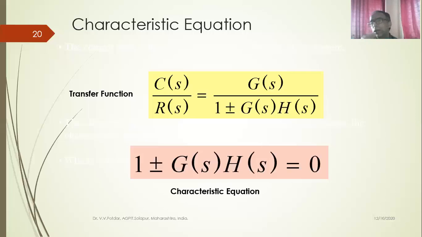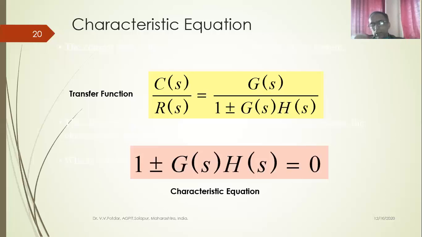Now that ms square plus bs plus k is equal to 0 is called the characteristic equation of that spring mass dashpot system. Please be attentive. Now when I divide the entire equation, what is the equation? Just take a piece of paper and note it down. ms square plus bs plus k is equal to 0 is the characteristic equation.